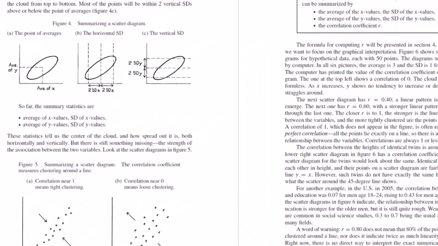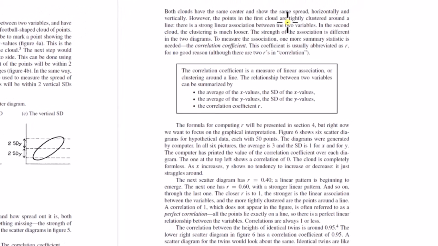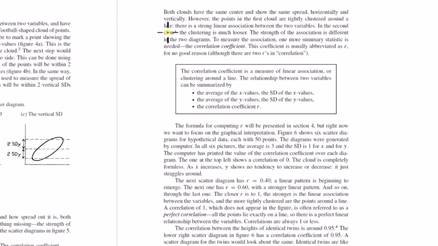However, the points in the first cloud are tightly clustered around a line. There's a strong linear association between the two variables. In the second cloud, the clustering is much looser. The strength of the association is different in the two diagrams. To measure the association, one or more summary statistics is needed: the correlation coefficient. This coefficient is usually abbreviated as r for no good reason, although there are two r's in correlation.